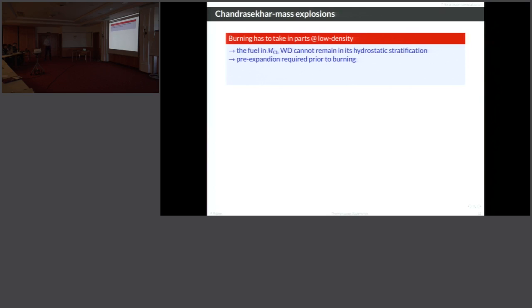So that implies that the fuel in a Chandrasekhar mass white dwarf explosion cannot remain in its hydrostatic equilibrium stratification when it's incinerated. So that means we need substantial pre-expansion prior to burning. And this is only possible if the combustion wave starts out subsonically as a deflagration, because then you have causal contact above the combustion wave. The energy release behind the deflagration actually makes the star expand, and then of course the deflagration will see part of the material at lower expanded densities.